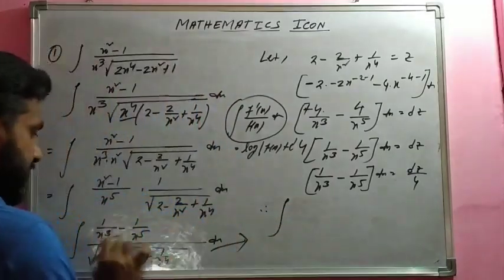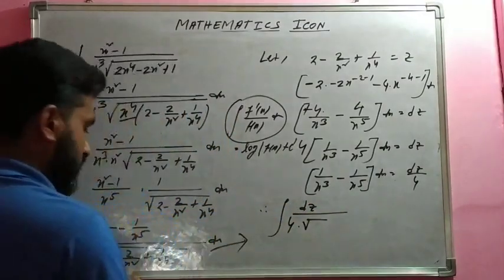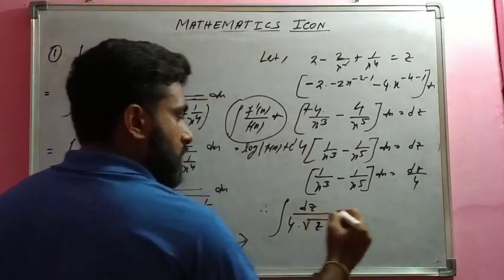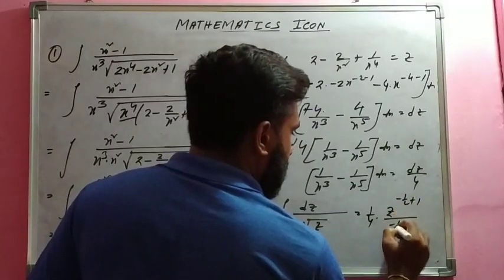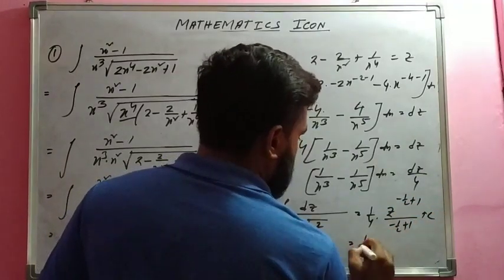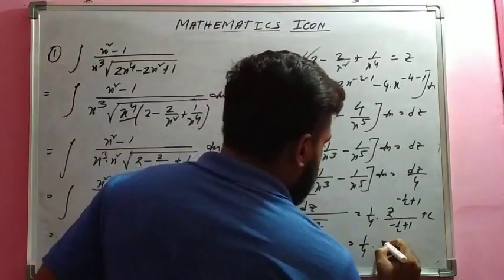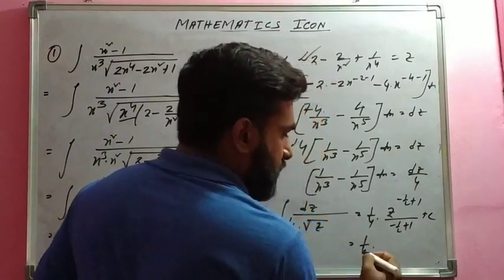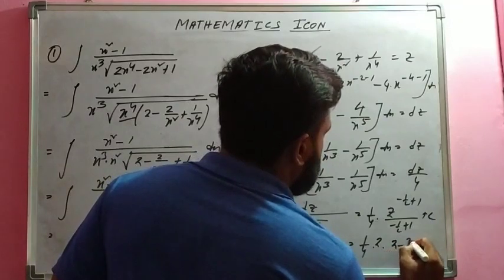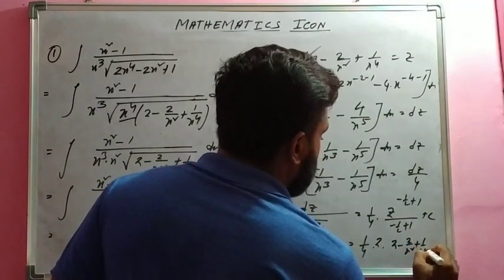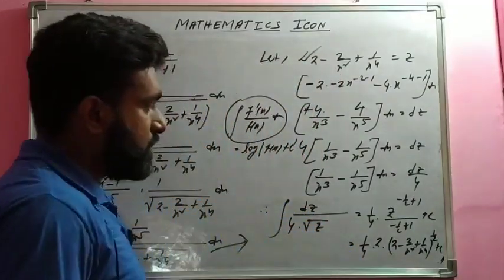So just you can see dz by 4 root z. That is 1 by 4 z to the power minus half plus 1 by minus half plus 1, plus c. In place of z, you should put the original expression below. That means half minus 1, that is half. That is 2. Okay, and this is 2 minus 2 by x square plus 1 by x to the power 4, whole to the power half, plus c. This is the answer. Very simple.